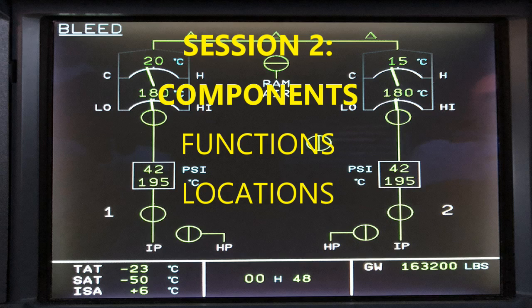So on the actual push button switch, you're going to have the APU bleed, and that is where you get the APU bleed signal. That's all from the 30 VU panel in the flight compartment.